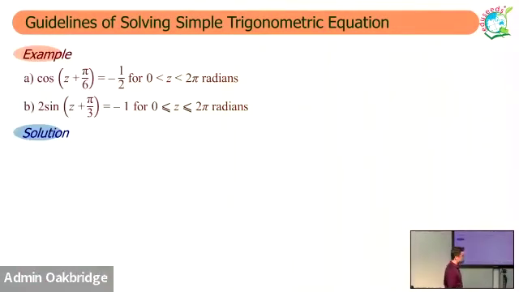Okay, let's go to this question. So here we have cos of x plus pi over 6, and then equals to negative half, for x from 0 to 2 pi.